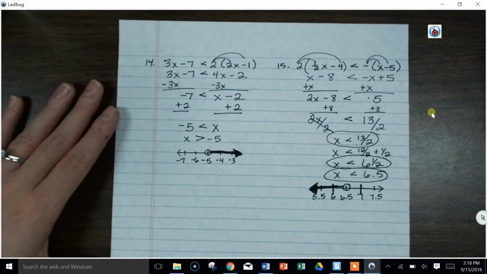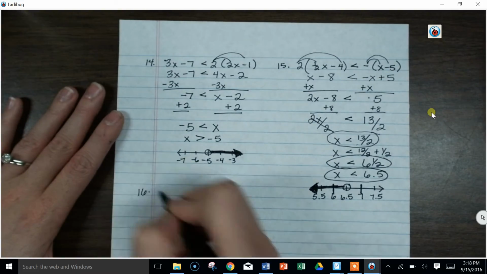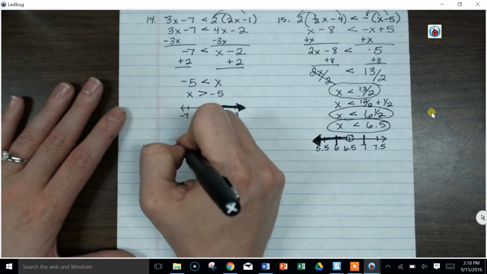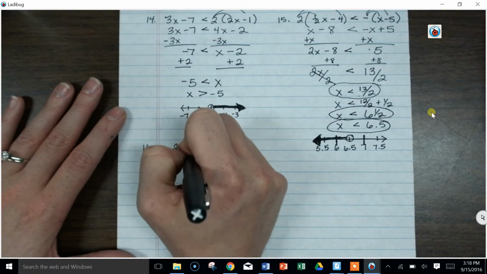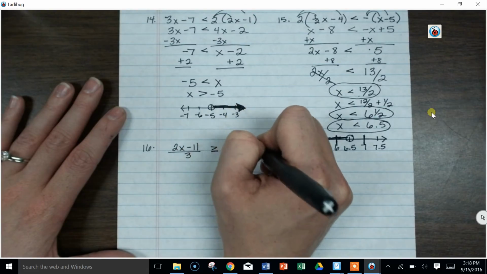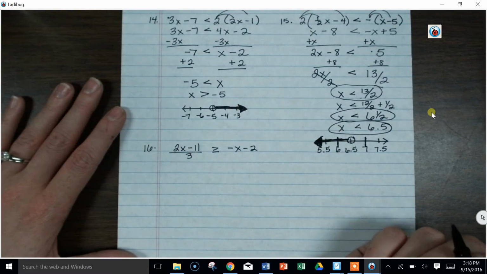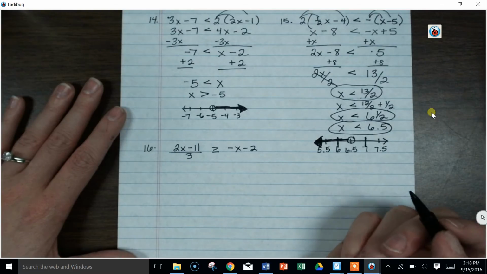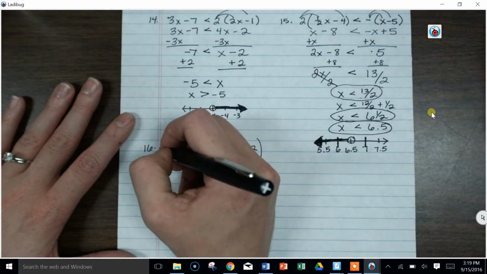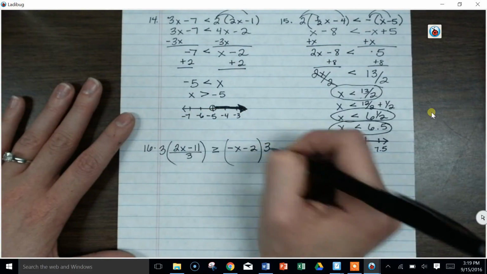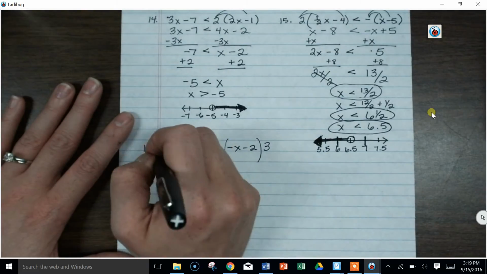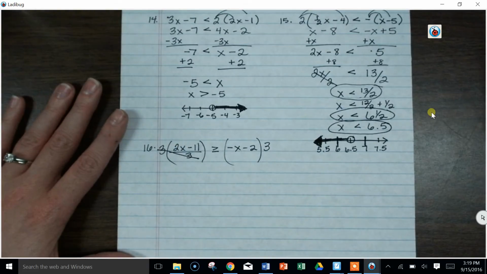All right, last one, like this, number 16, it's a little trickier. 2x minus 11, all divided by 3, is greater than or equal to negative x minus 2. So you have a fraction. When that happens, the first thing you need to do is get rid of the denominator. So we're going to do that. I'm going to multiply both sides by the denominator, that 3. When you have one big fraction with that denominator, they divide out and you don't have to distribute.